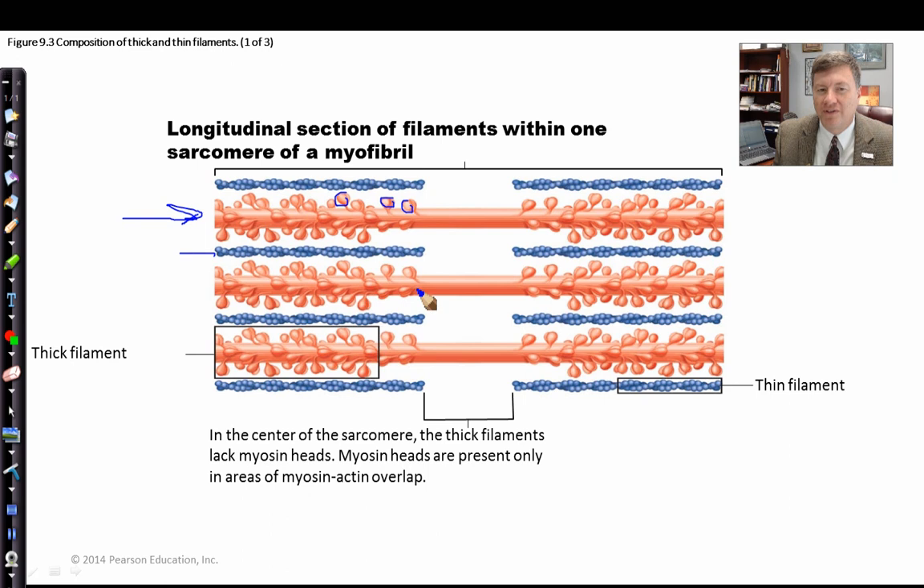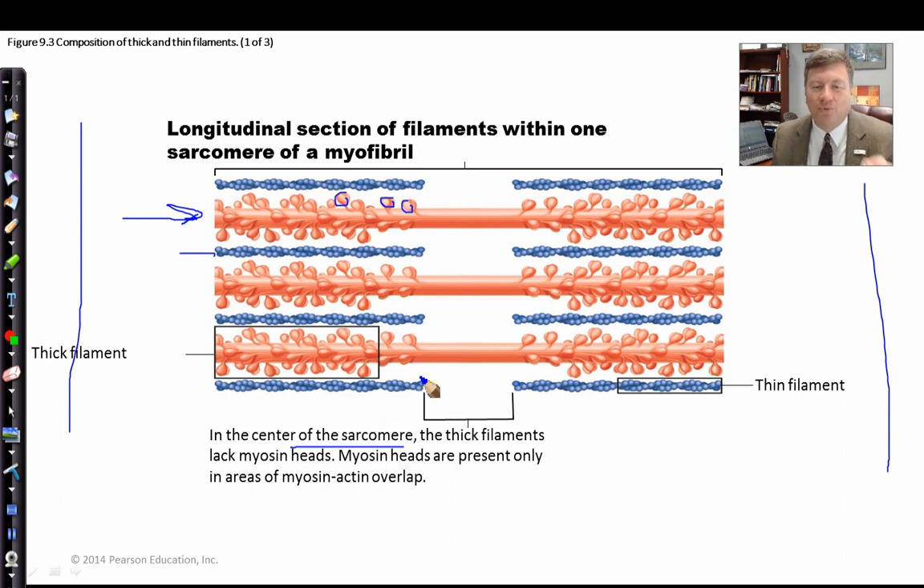Okay, so once again, we have where they're overlapping here. Ultimately, what we're not seeing, of course, is here and there representing the Z discs, the end of the sarcomeres. But here in the center of the sarcomere, you're only going to see the thick filaments, like myosin heads. Myosin heads are only present in areas of overlap. Don't worry about that detail now, but a little bit later we'll make sure that makes sense to you.